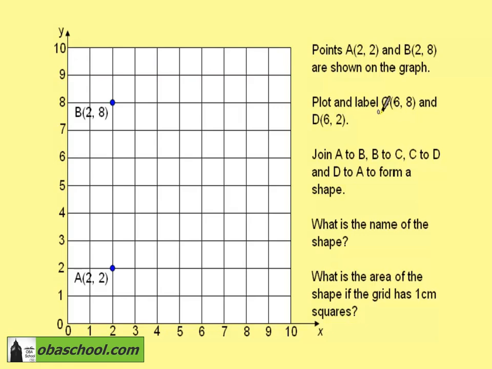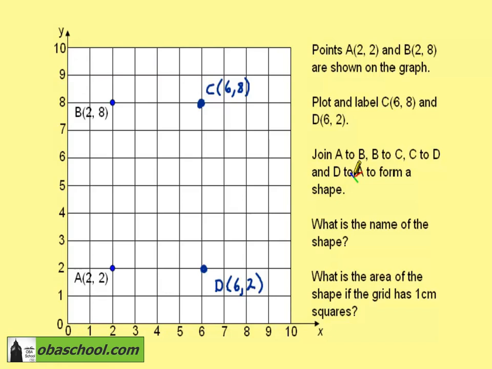So let's look at C, 6, 8. 6 across in the x direction, and then 8 up in the y direction. So this is C, 6, 8. Now D, which is 6, 2. 6 across and 2 up gives us D at 6, 2.